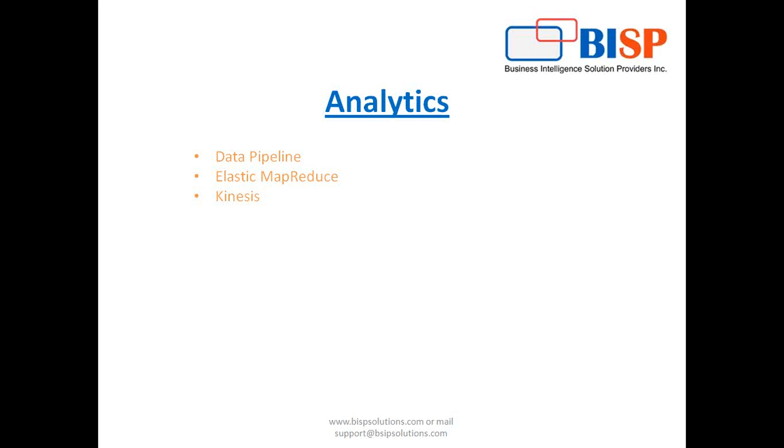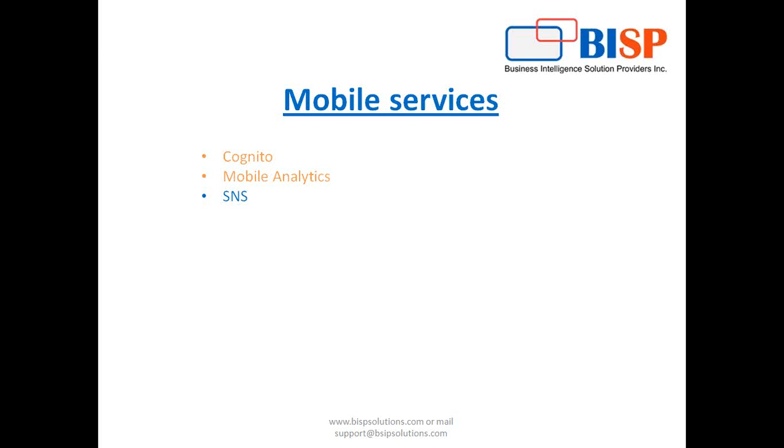Then there are mobile services like Cognito, Mobile Analytics, and SNS. We are going to talk about SNS. SNS is Simple Notification Service. Basically, this notification service can send alarms to you, say, if an EC2 instance has gone down. Your CloudWatch knows it, but it has to send a notification to you, right? Then your SNS will be able to help you with that. So we'll look at that.